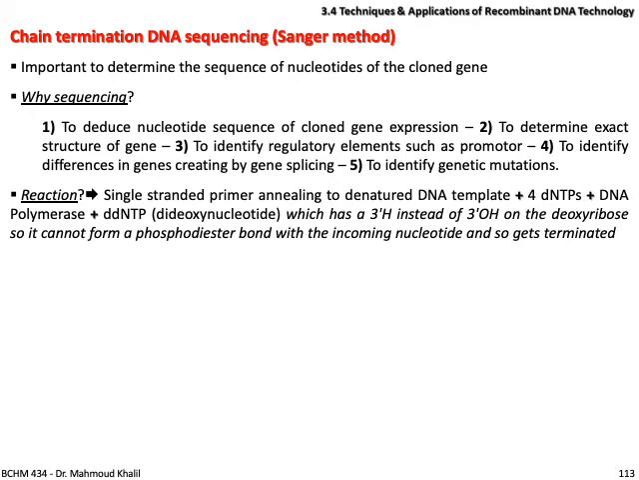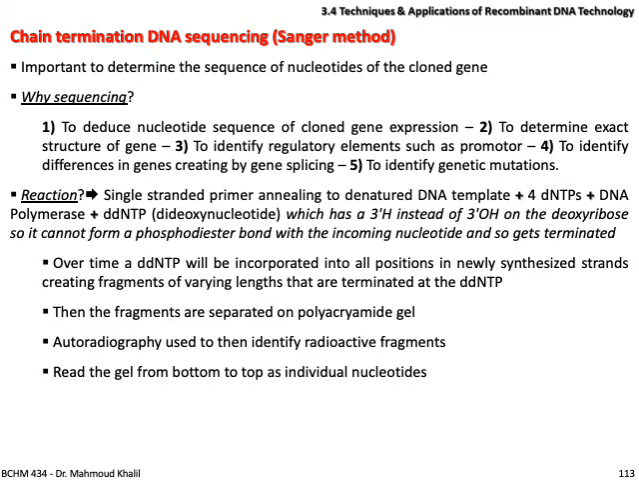What about the reaction? The reaction consists of several components. First component is the primers annealed to the denatured DNA template, the four normal deoxyribonucleotides, and the DNA polymerase, and the special component which is called ddNTP. In this ddNTP, the 3' OH is replaced by 3' H, making this group non-reactive. So once this ddNTP is added, the polymerization is terminated.